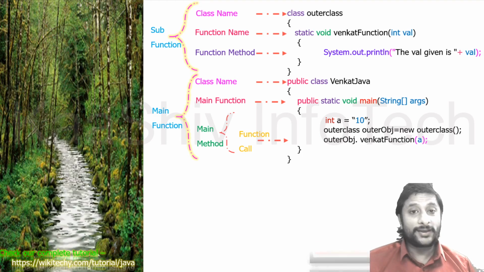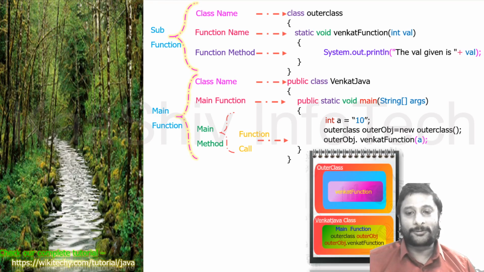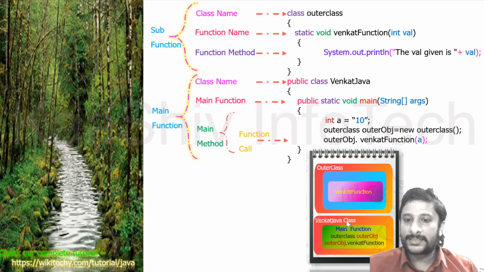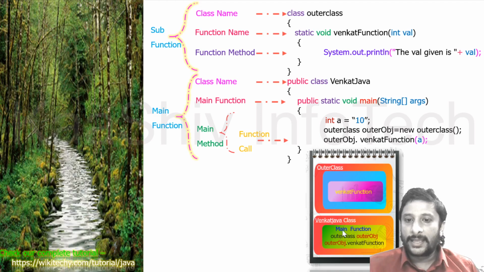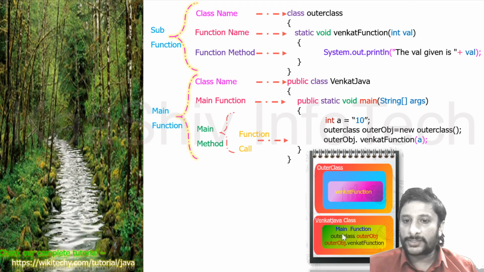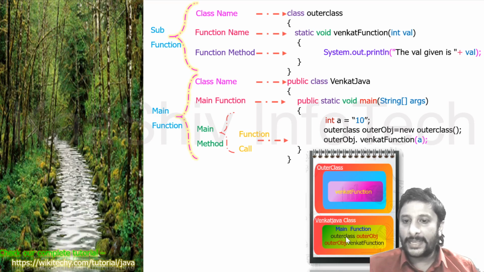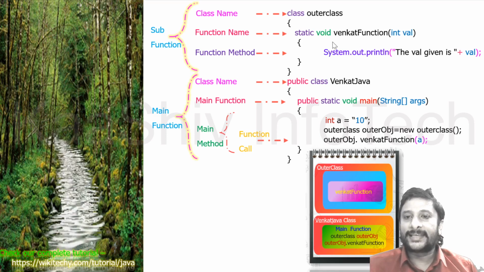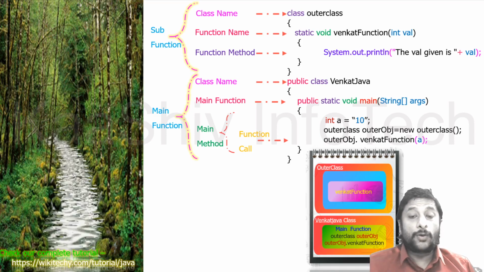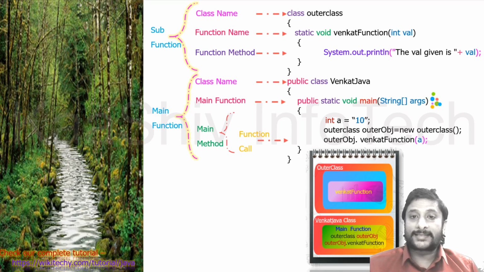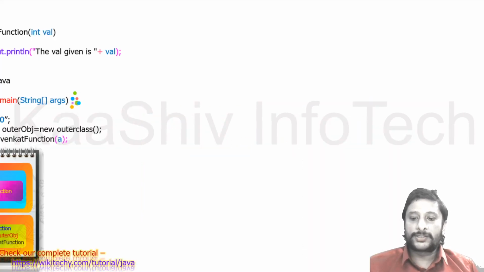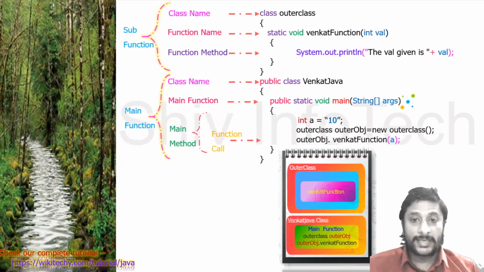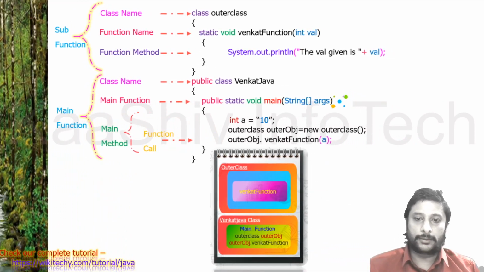I really worked very hard for this particular Java program. You are able to see it here. I have two classes, outer class and the Venkat Java class. This has the main function. Then in this main function, the class is called with class name, object name dot function name. Automatically it gets executed. So you have two classes here. Hope you understood how it works, and now it's time for me to execute the program. Let's execute this program now.